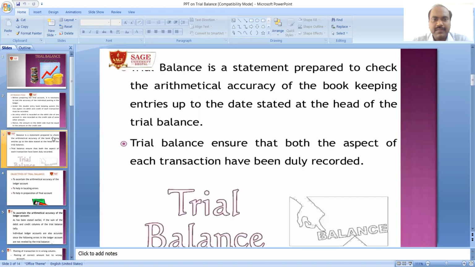The trial balance is a statement prepared to check the arithmetical accuracy of the bookkeeping entries, an up-to-date statement at the head of the ledger. So the trial balance ensures that both aspects of each transaction have been duly recorded, because both the debit and the credit side balances should be tallied.